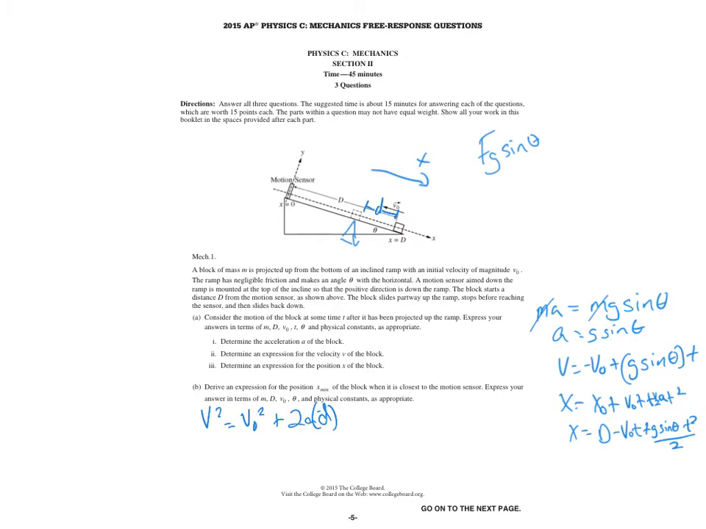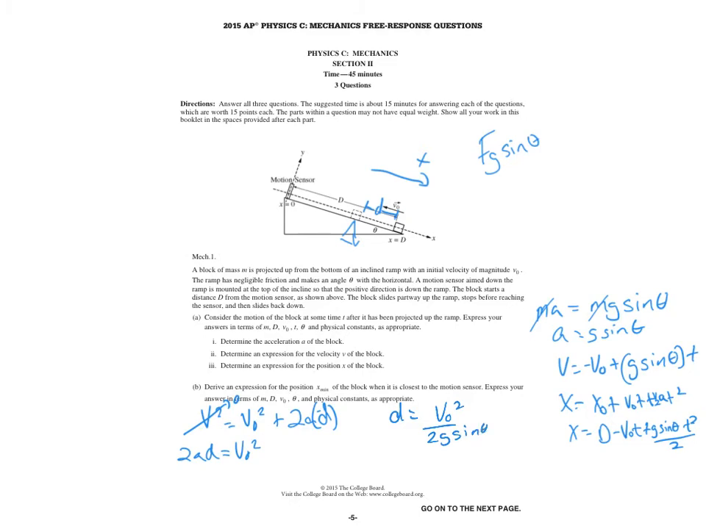So then we get this is going to be 0. And so I end up with 2. Well, since that's negative, I'm going to add it to the other side. So I get 2ad equals v naught squared. And so I'm going to go ahead and divide that, and I'm going to get d is equal to v naught squared over 2g sine theta. I'm just plugging in the number for acceleration.